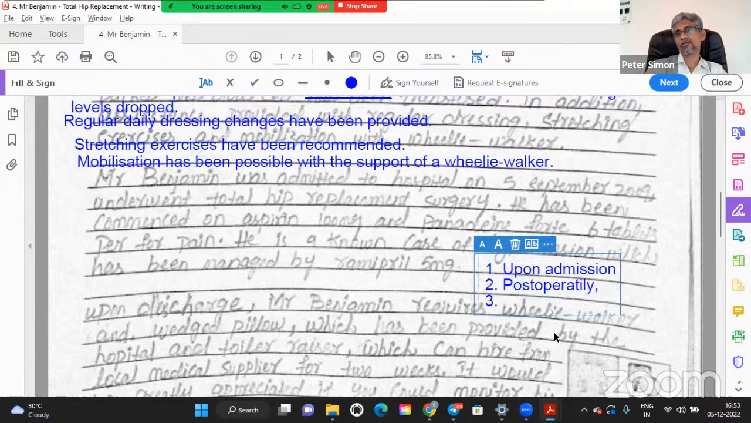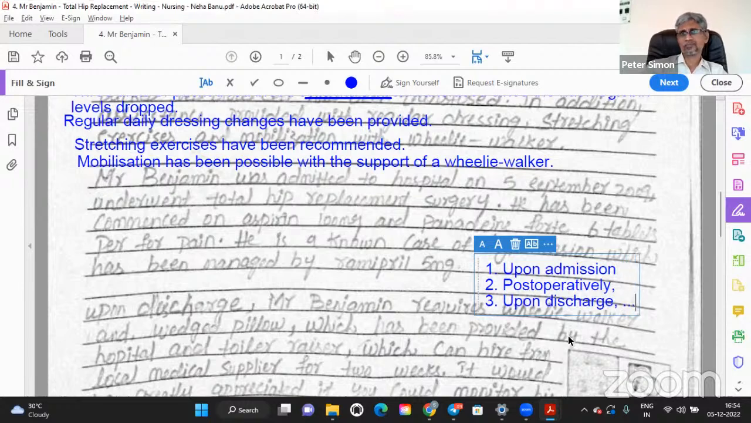Following the discharge or discharge plan, you can say... Post-operative, you see, I also make mistakes. It's not like that I don't miss. Say VE is missing. Post-operatively, okay. Third one is following the discharge, after discharge. Okay, upon discharge, comma, like this one, whatever you want to write, different styles are there.